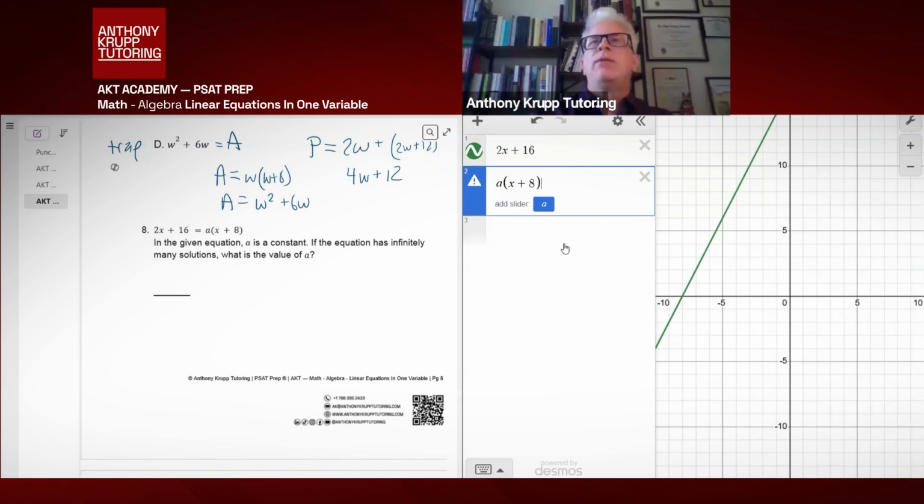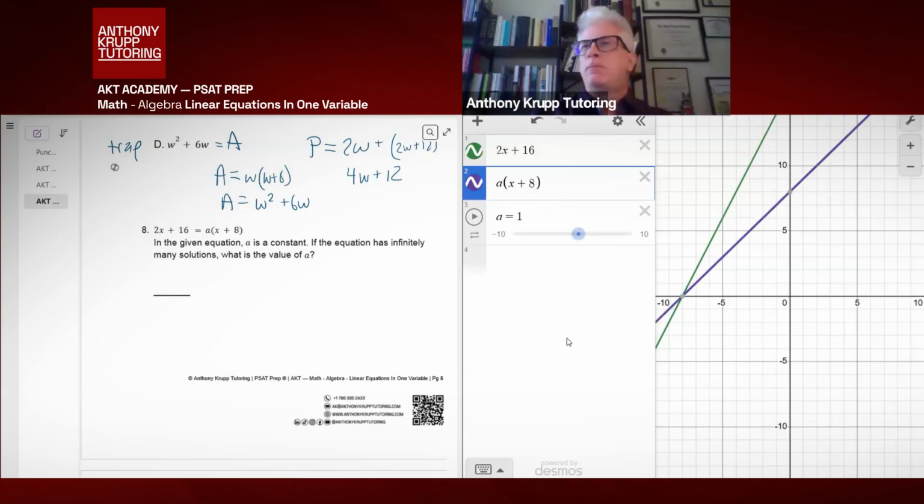How encouraging of you. Anyway, whenever you're prompted to add the slider, please do it. Always add a slider, both at the restaurant and Desmos. Add that slider, please. Right now, if you look at the green and you look at the purple, how many solutions does it look like this equation has? I mean, they touch once, so there's one solution.